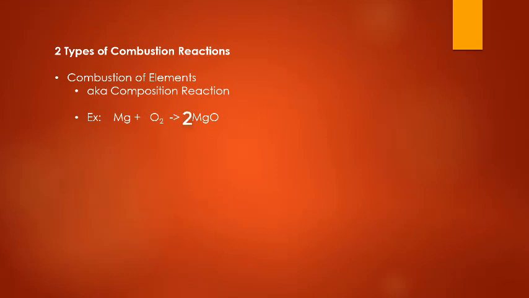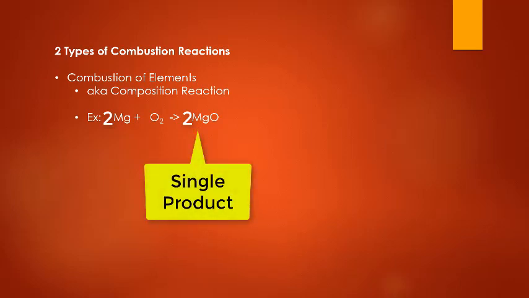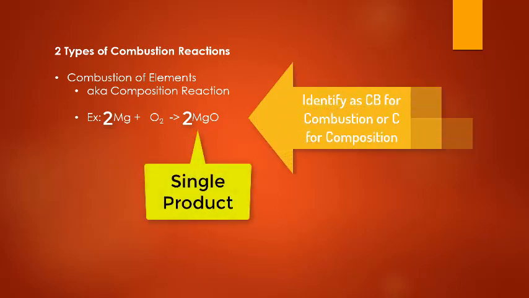Of course, this means we now have 2 magnesium atoms on the product side, so I put a 2 in front of the magnesium on the reactant side to balance that out. Because there's 1 single product in this example, we know that could also be called a composition reaction.